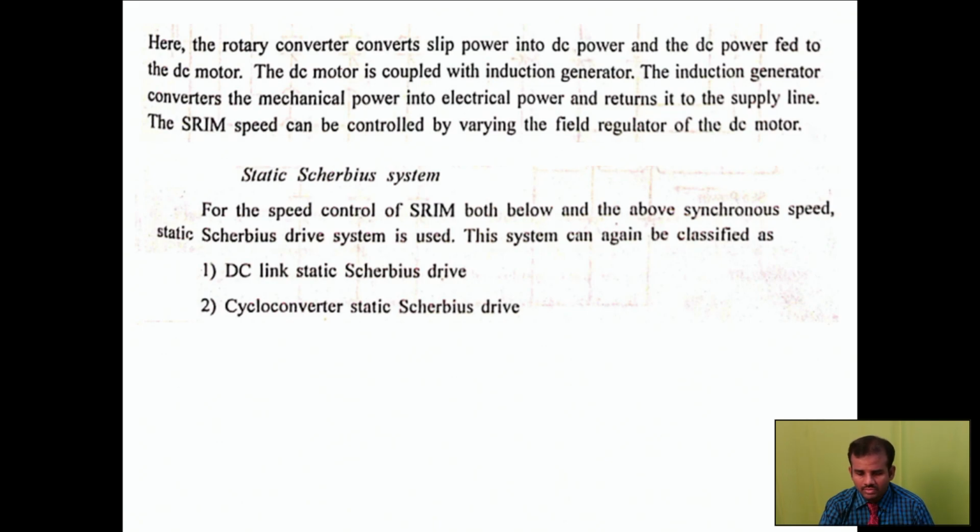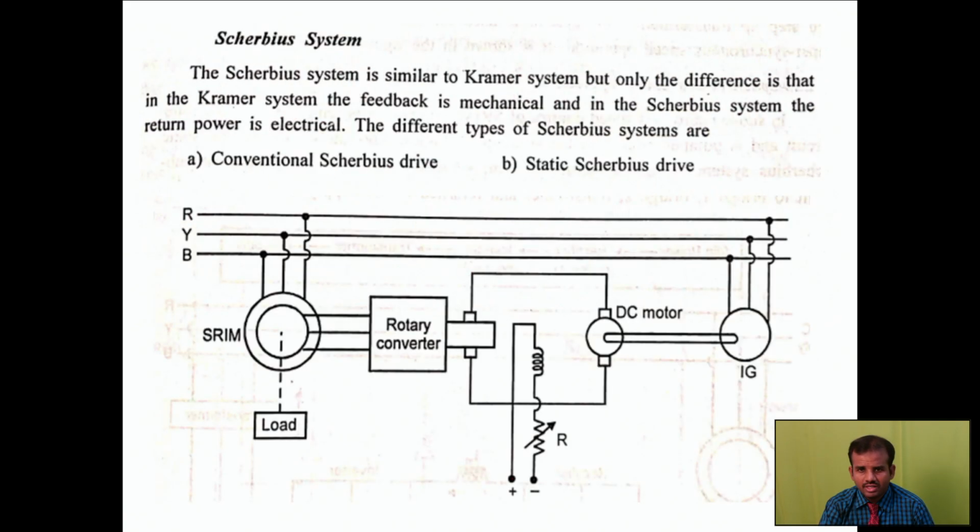That's the point we already discussed. The only difference between the Cramer system and the Service system is the feedback. In the Cramer system the feedback is mechanical, but in the Service system the feedback, that is the return power, is electrical. Here we use the induction generator, so the return power is electrical, because the induction generator converts the mechanical power into electrical power.